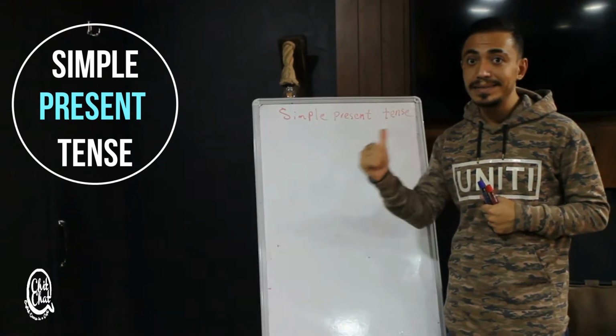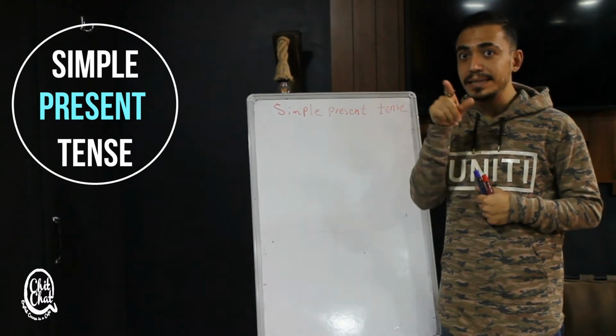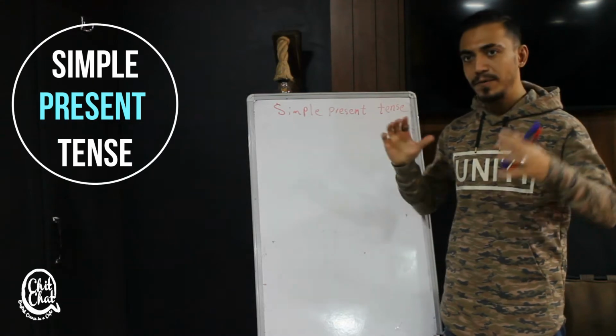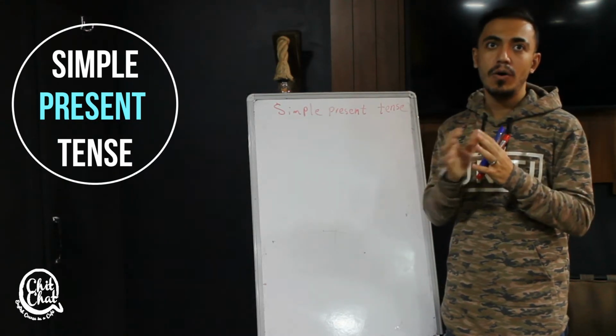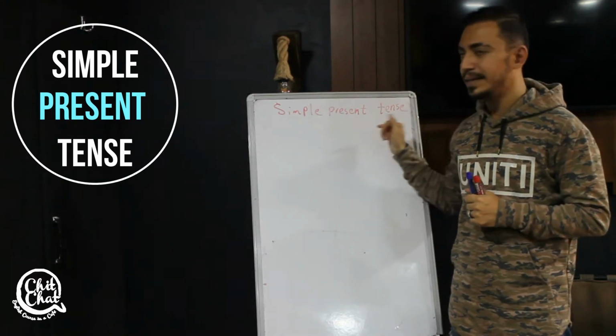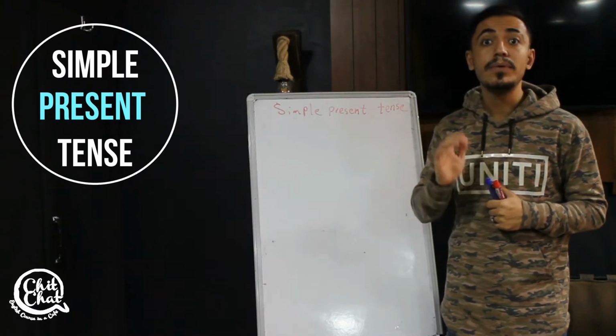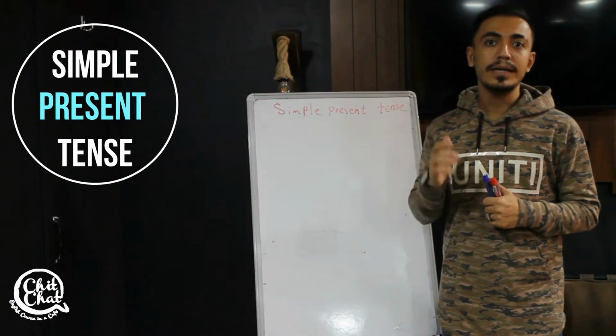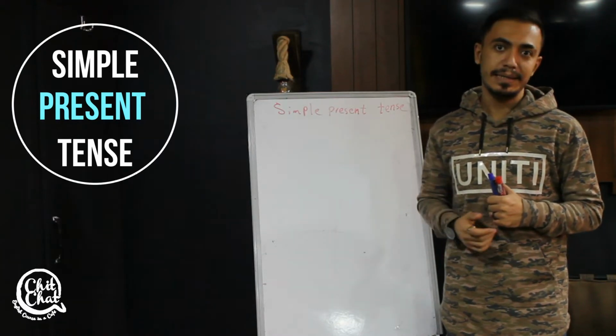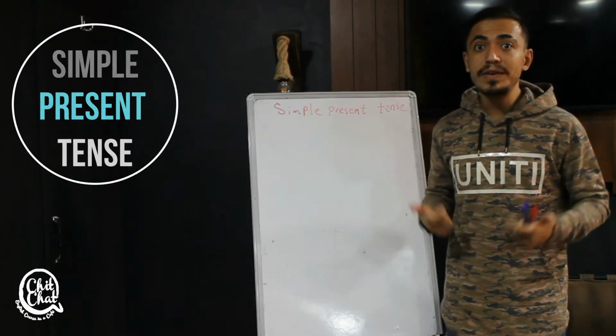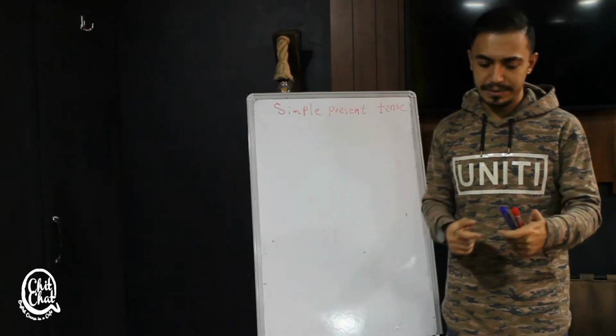As you remember, last session's class was about the SVO rule. Now we want to combine SVO with simple present tense. But before we start, let's talk about simple present tense. What are the usages of simple present tense? I mean, when do we use simple present tense?